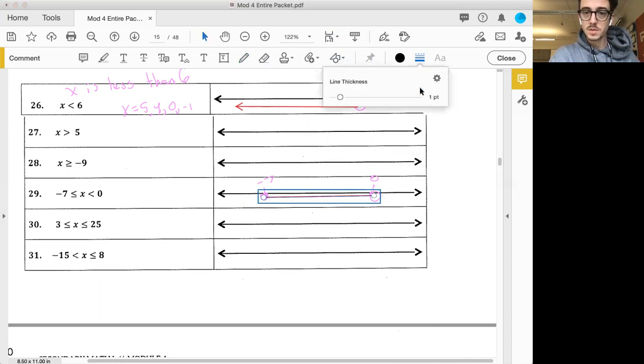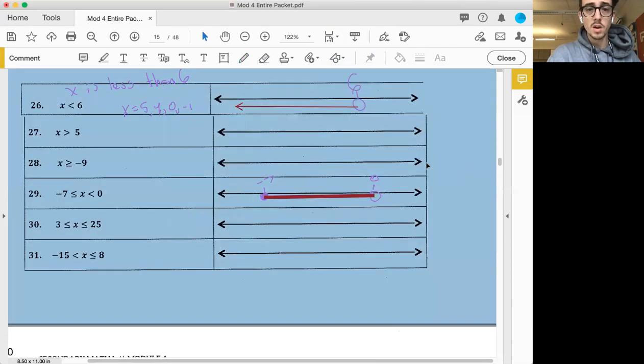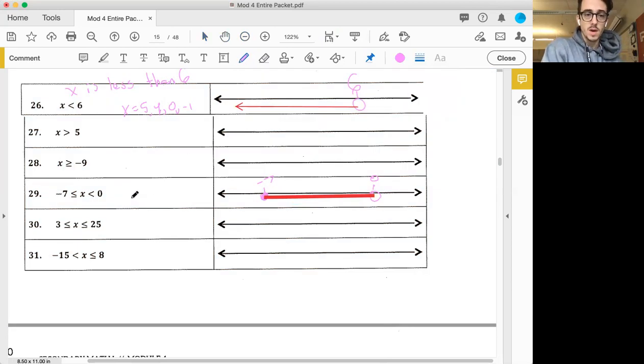Let me bump that up so you can see it a little bit more. And so what this is doing is saying we want all of these numbers in between these two values to work. So we could reference that X could be equal to -6 or -1 or -3/2. Bottom portion, you've already done this before.